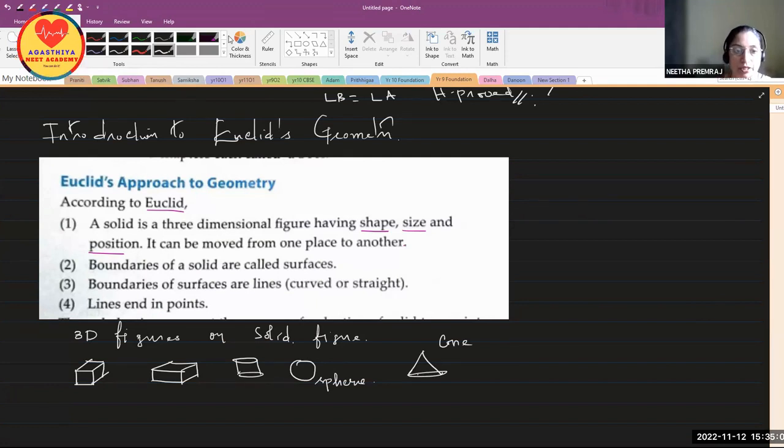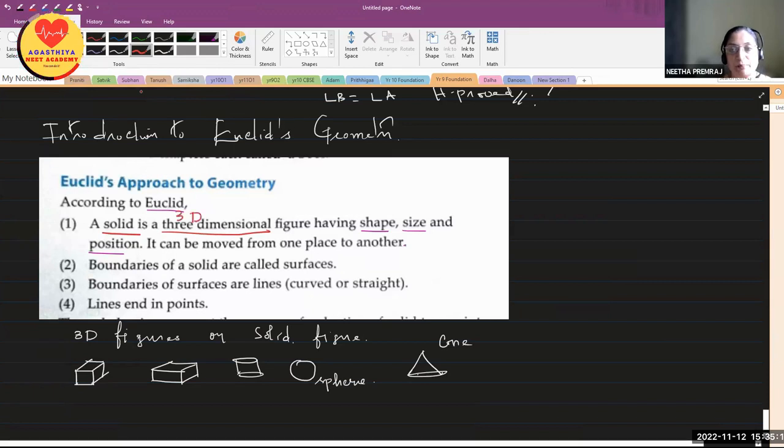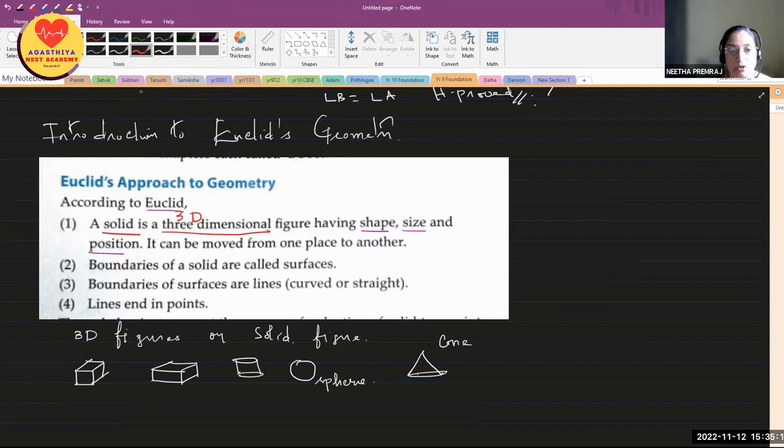So according to Euclid, a solid is a 3-dimensional figure, that is 3D, having shape, size, and position. It can be moved. And the boundaries of solids are called surfaces.